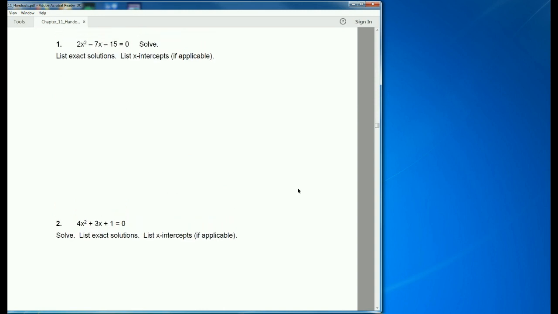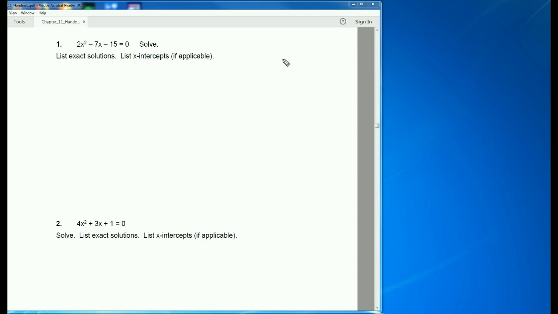Okay, so these two problems. Just go ahead and pause, try the problems yourself, and then come back and watch, and I will go through the solutions. It looks like in both cases I want the exact solutions, and then from those solutions list your x-intercepts for the graph, if there are x-intercepts. Okay, let's see how you did. Let me just list the answers first, and if you have them, then you can just fast forward through this.